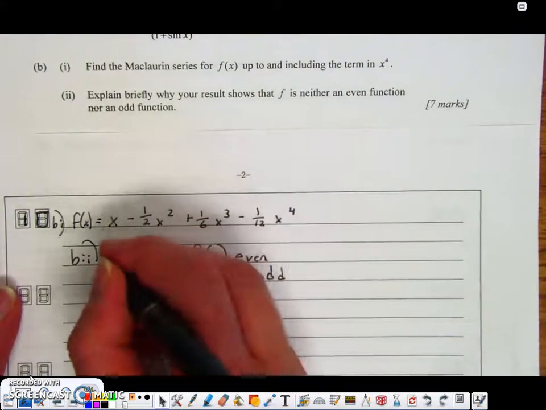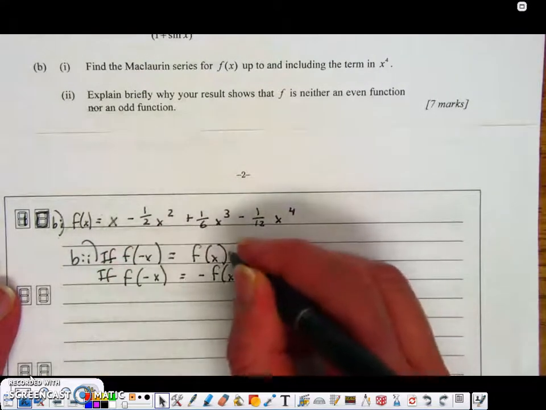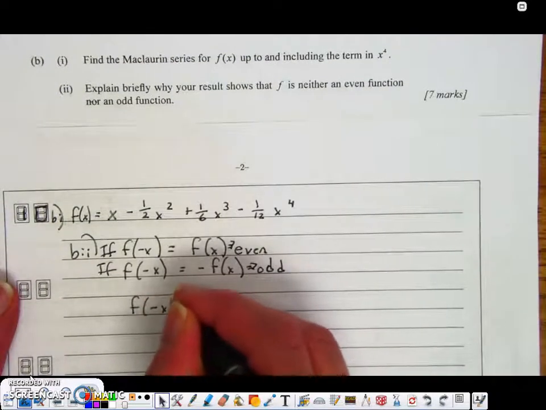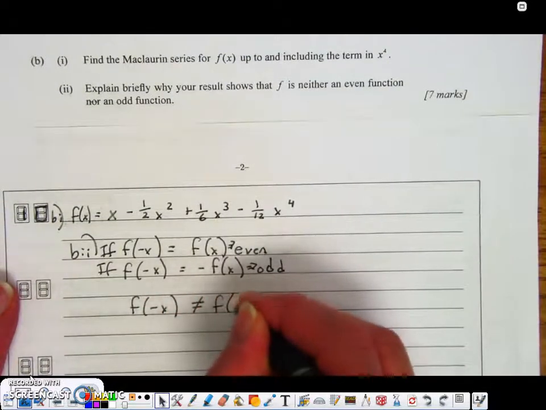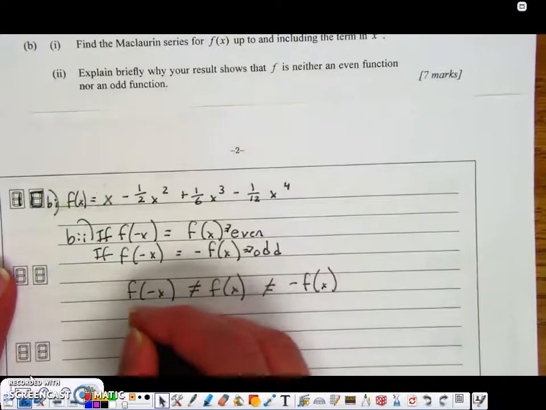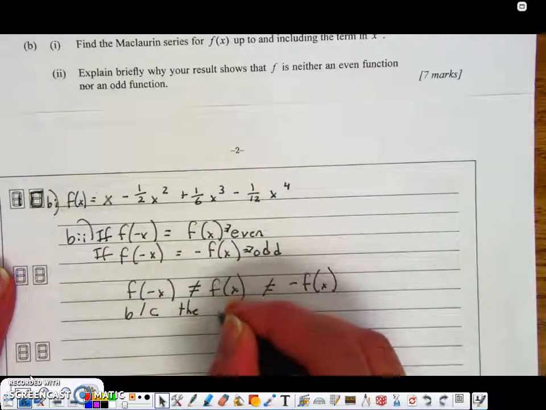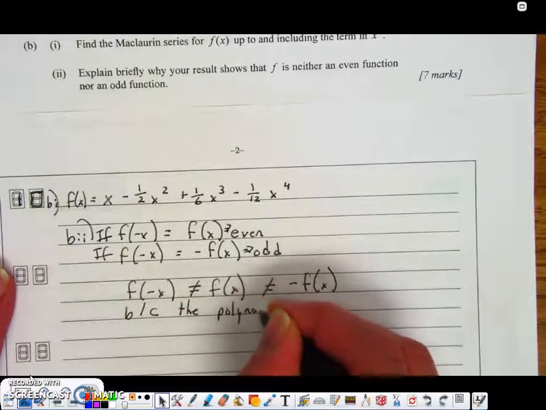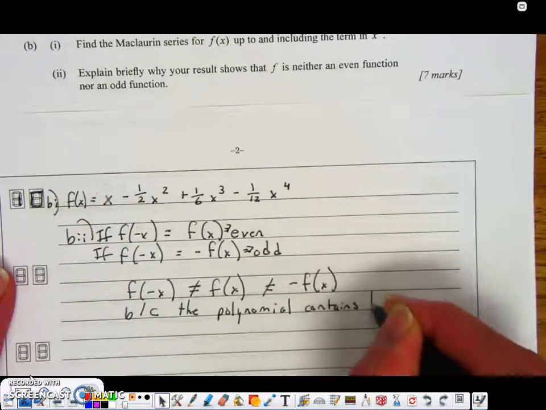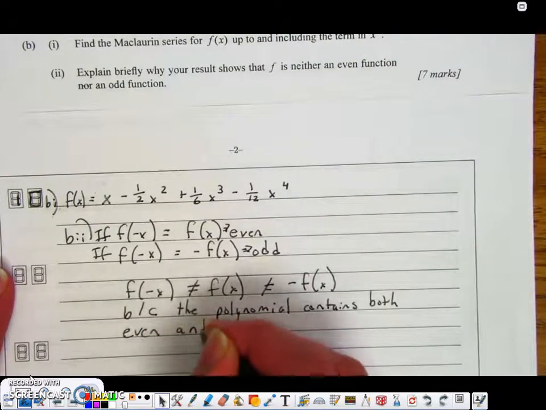So if this is true, it's even. If this is true, then it's odd. But f of negative x is not equal to f of x, and it's not equal to negative f of x, because the polynomial contains both even and odd powers of x.